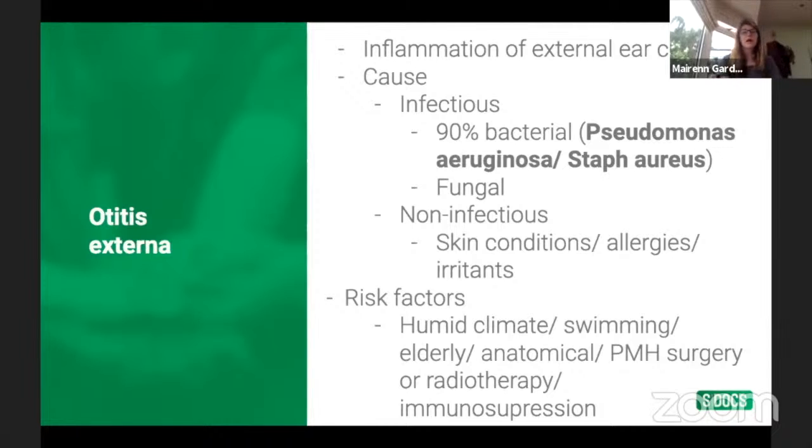Risk factors for it are linked with some of the causes, such as a humid climate or swimming. Otitis externa might also be called swimmer's ear because it is quite prevalent in the swimming population. Elderly, anatomical variant, so again, patients with Down syndrome are more at risk of this. Any past medical history of surgery or radiotherapy to the ear, and also immunosuppression. With immunosuppression, this is quite important because patients with diabetes or who are immunosuppressed are actually more likely to get the complications of otitis externa, which can be much more dangerous.